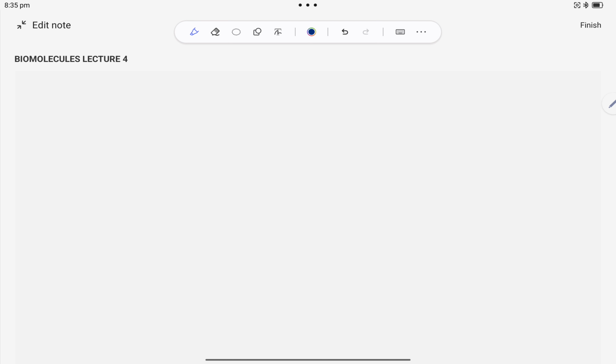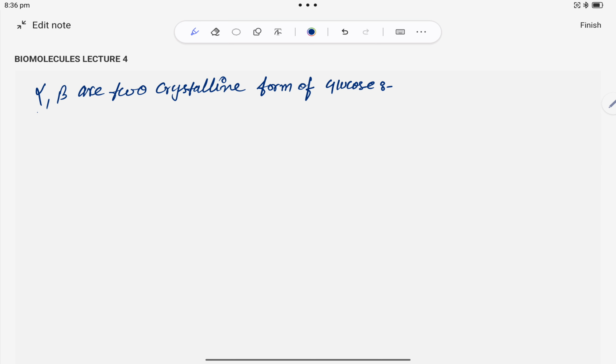Alpha D and beta D are two crystalline forms of glucose. What I am saying, alpha and beta are two crystalline forms of glucose. So let's talk about the preparation method, guys.